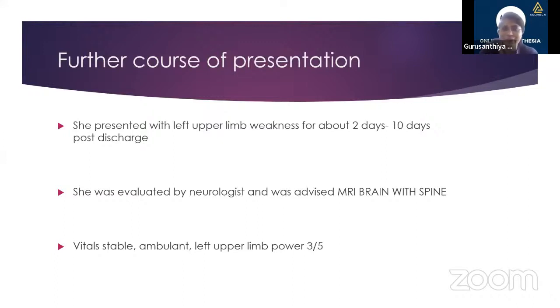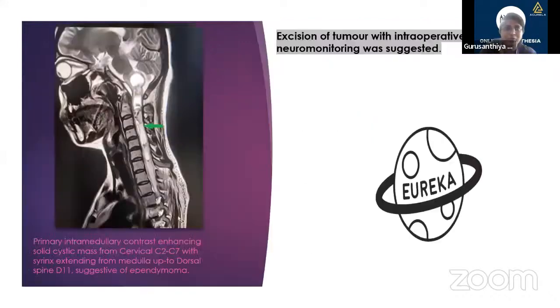All of us were in a hurry, and we wanted to look for the cause of why she presented with left upper limb weakness after we gave a spinal. So she was evaluated by the neurologist, who advised an MRI brain with spine. She was still ambulant and her vitals were stable, but her left upper limb power was around 3/5. Bingo, we found the cause for all of it.